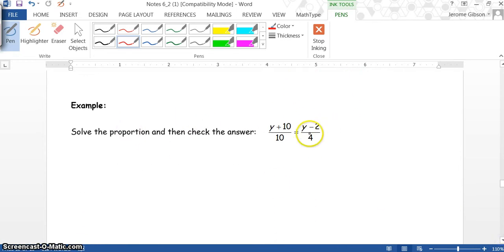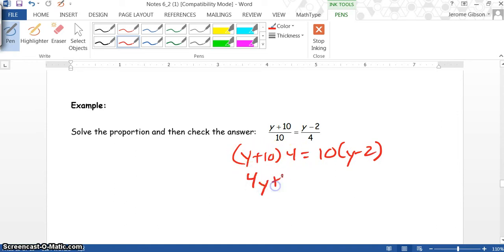Now we go to our next example. We still have to cross multiply. We will have y plus 10 times 4 is equal to 10 times y minus 2. So we will do the distributive property here. We will have 4y plus 40 is equal to 10y minus 20.